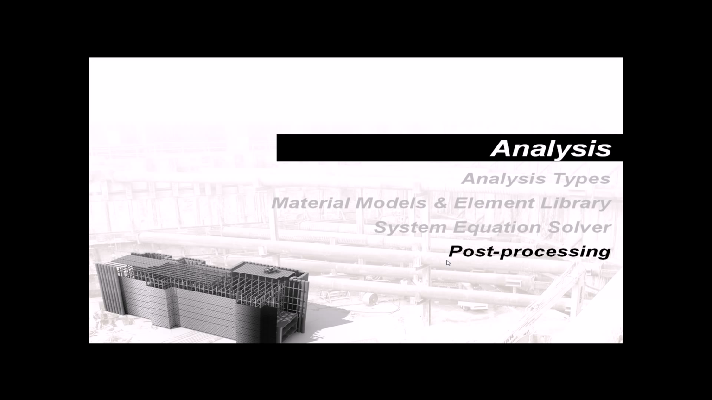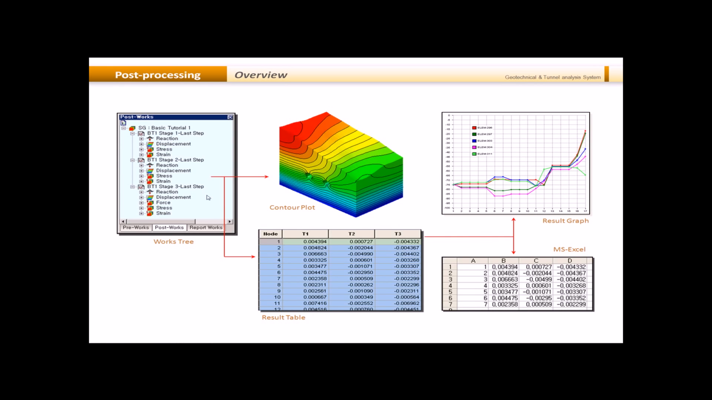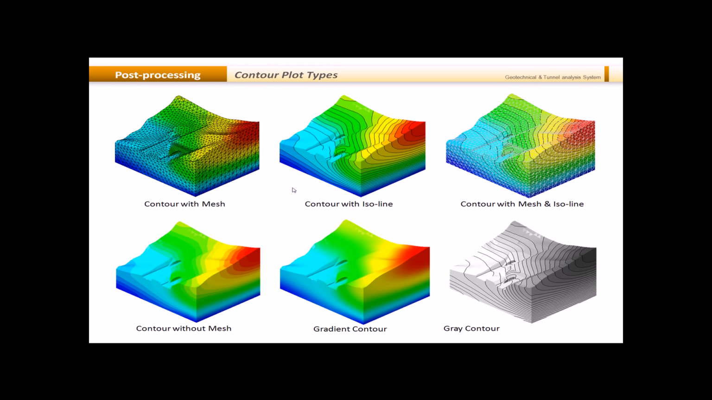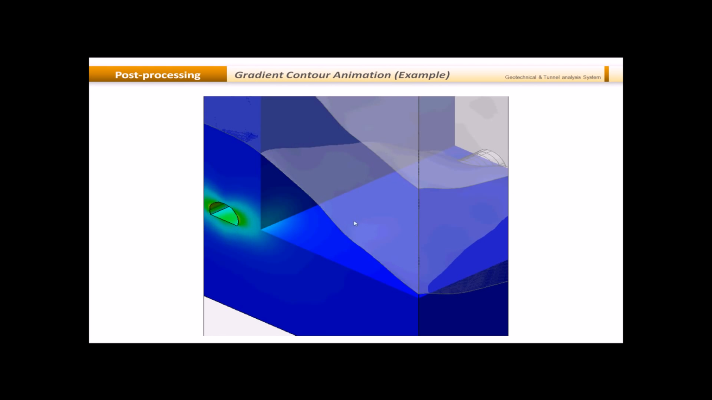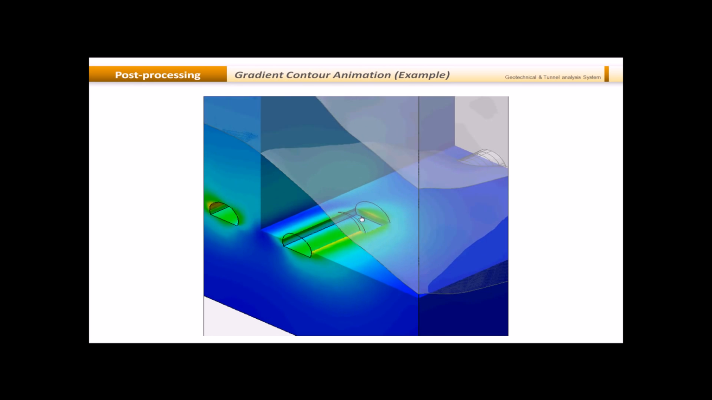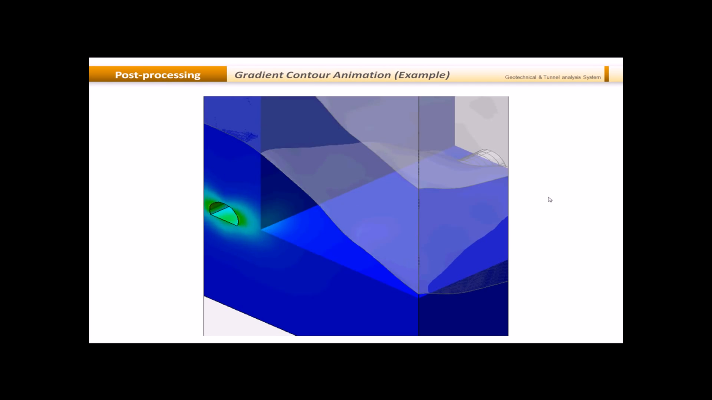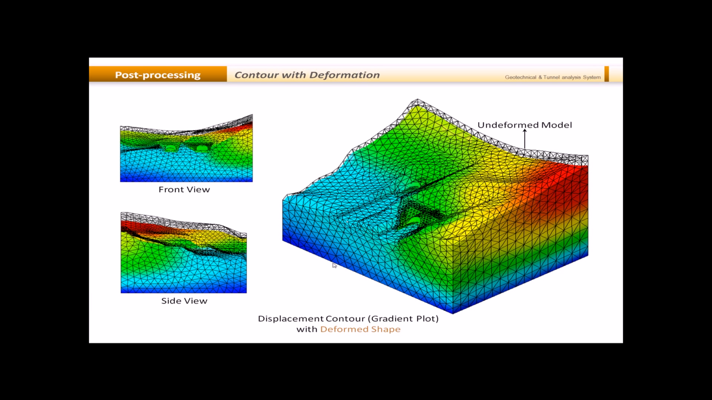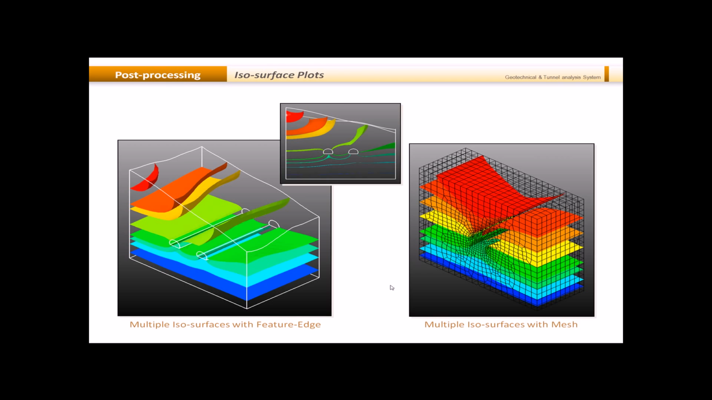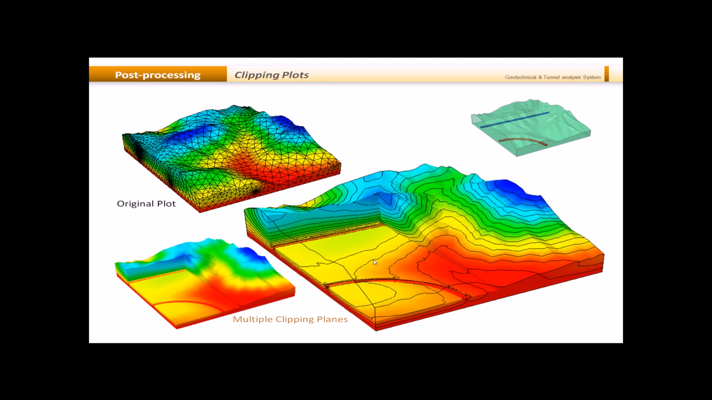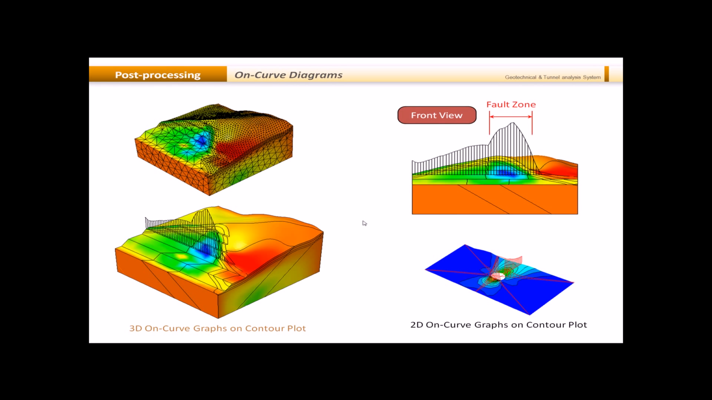Talking about the post processing again, you can see the different post processing results in Midas GTS. You can obtain several graphs, contour plots, and tabular results. You can obtain the contour with or without meshing, and you can obtain the ISO lines. You can obtain several animations automatically from the program itself that would make your report look nice. And this is a displacement contour with deformed shape, the ISO surface plots, and the clipping plots on the curve diagrams.